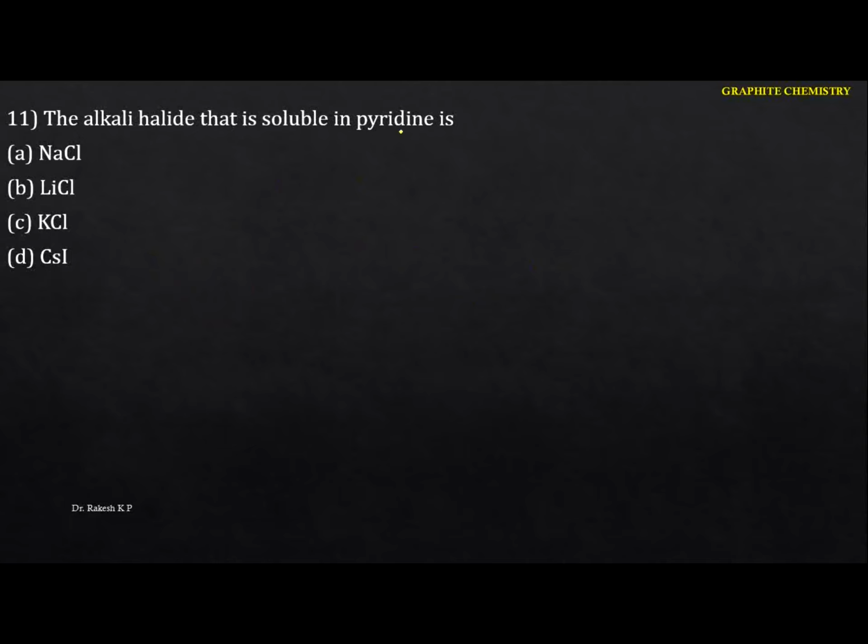Okay, so next one: the alkali halide that is soluble in pyridine. So we know that pyridine is nothing but an organic solvent. So that means we come to know that like dissolves like. Now we have to identify the covalent character according to Fajan's rule. According to Fajan's rule, what does the rule say? Some of the ionic compounds show covalent character.